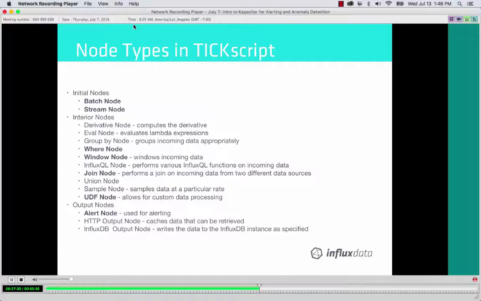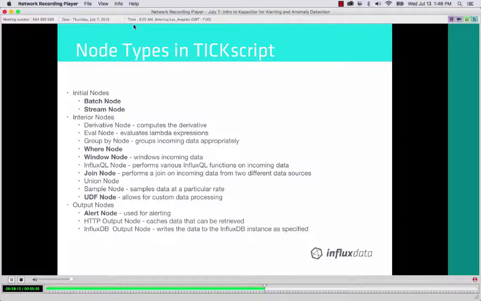You have where nodes, which we've seen a little bit, where you can apply some sort of SQL-like where condition. We have a window node where you can window data that's coming in. We have an InfluxQL node that can perform all of the various InfluxQL functions on the data that's coming in. We have join nodes that you can join 2 streams of different data sources. We have union nodes, which will perform the union of the 2 things. We have sample nodes, which will sample data at a particular rate. And we have UDF nodes, which allow for defining custom data logic or custom processing logic that you can do yourself.